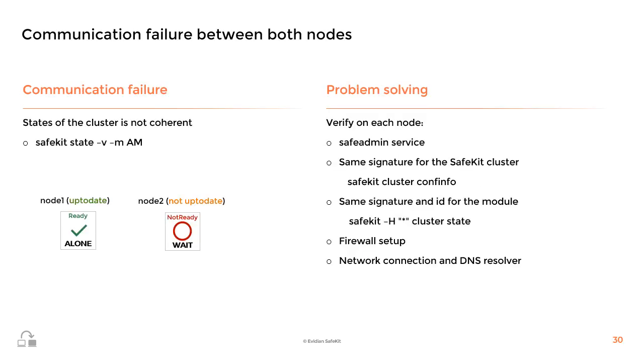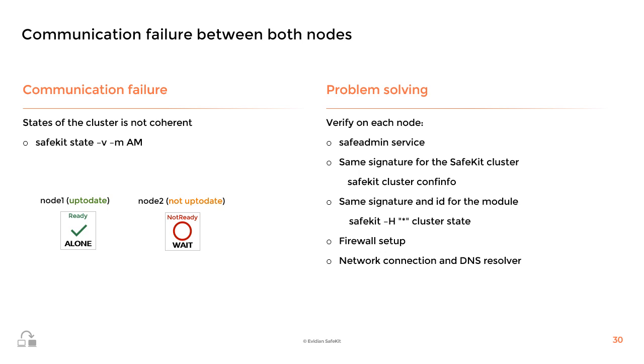Let's now consider a strange and incoherent state of the cluster, where Node 1 is in the alone green state, ready to accept a resynchronization from Node 2. However, Node 2 is in the wait red state, waiting for Node 1 to accept its resynchronization. In this case, there is a communication issue between Node 1 and Node 2. Note that the states of each node can be displayed using the safekit state command.